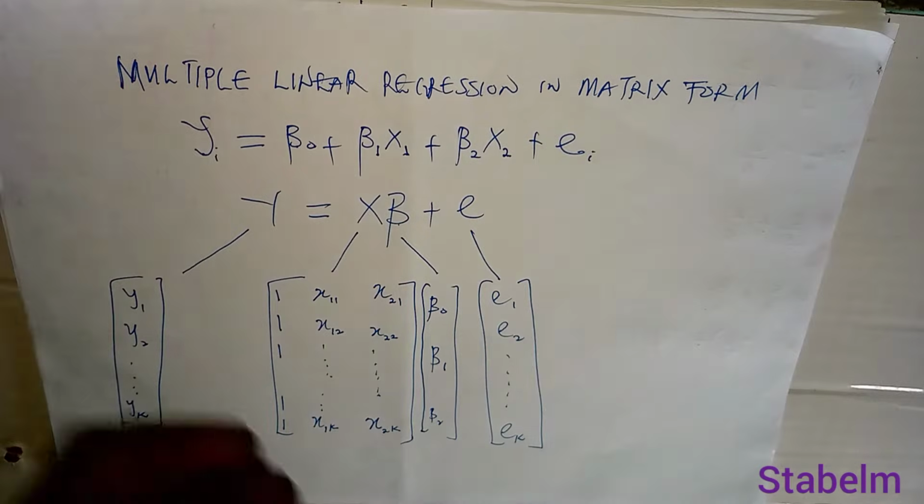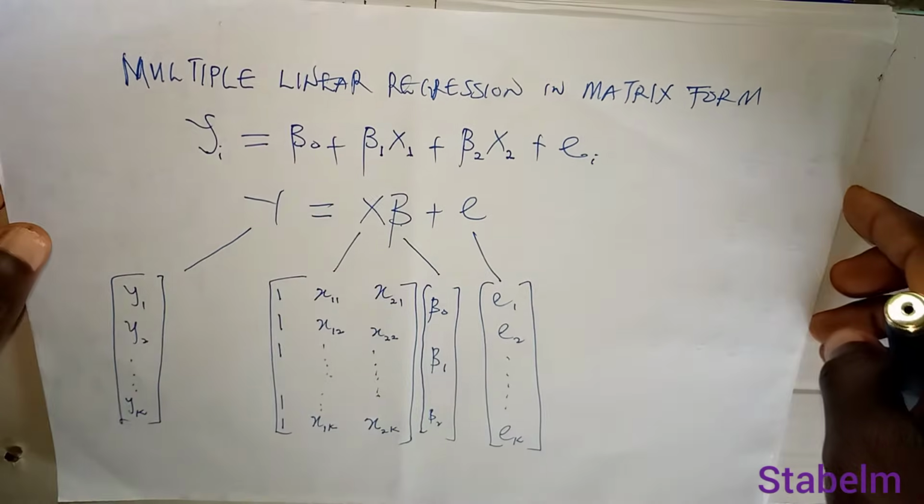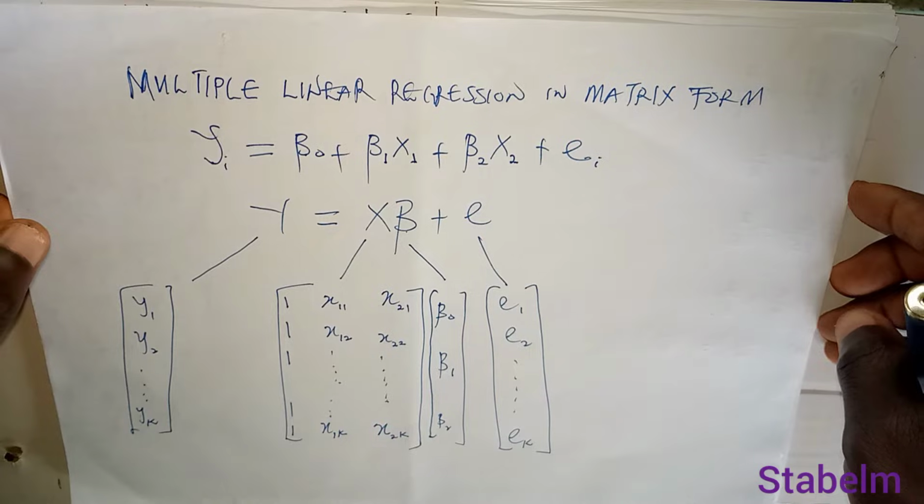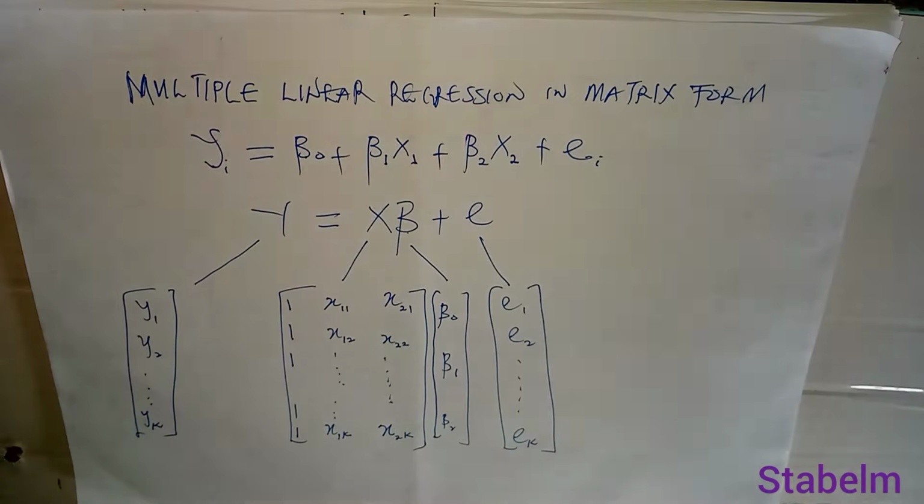So we assume that all the assumptions of regression are fulfilled. We'll be using this example for academic purposes. It's just to show us how to use matrix form to get the coefficients of multiple linear regression. So let's go, guys.